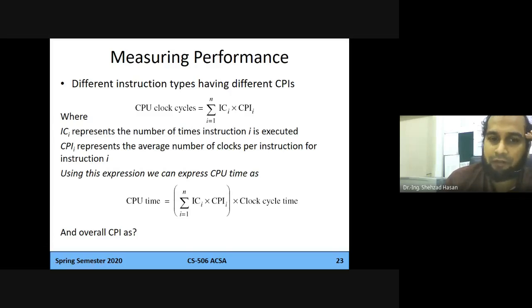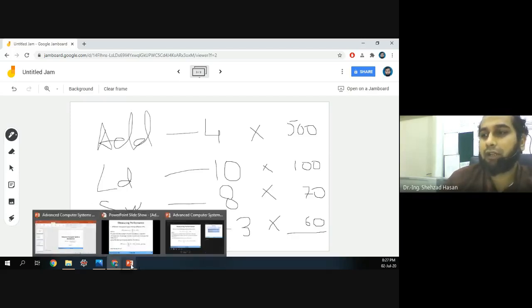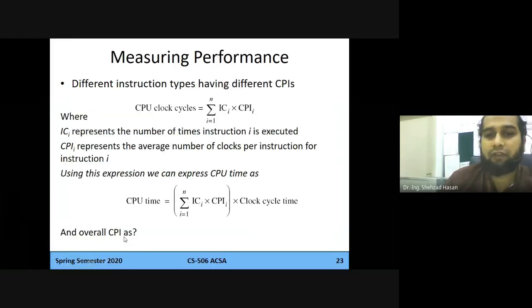For example, this is the CPI of add, this is the CPI of load, this is the CPI of store, this is the CPI of branch. But if I want to find out the CPI of my whole program on average, what each instruction is taking, I can add all these together. That's going to give me the total number of cycles. Divide that by these numbers added together, which gives me the total instruction count. So total cycles divided by total instruction count tells me on average how many cycles one instruction is taking. You can do that yourself as well. That's going to give you the average CPI.